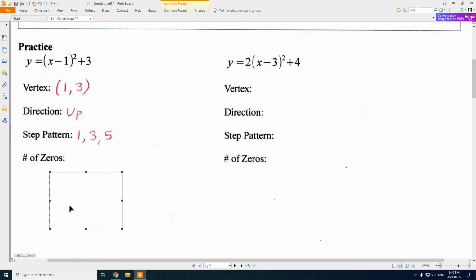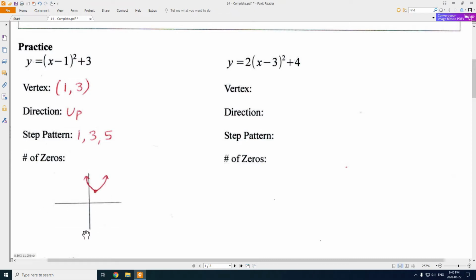Let's make a rough little sketch here. Okay, I don't need an exact graph, but my vertex is approximately 1 and 3 somewhere up here, and my parabola opens upwards. So does it ever hit the x-axis? No. So no zeros, no x-intercepts, no roots, right? Those all mean the same thing.